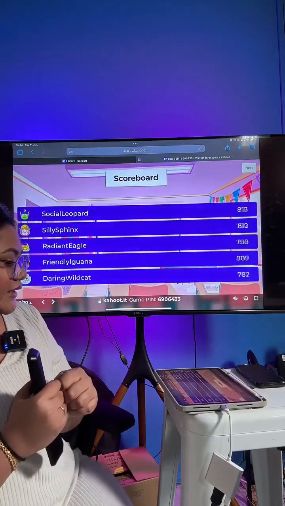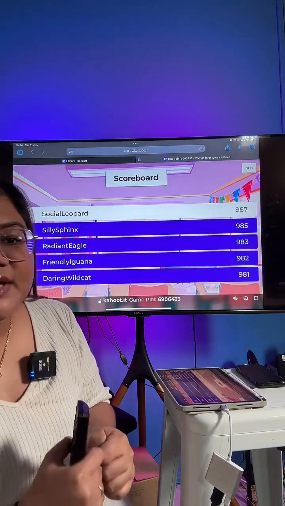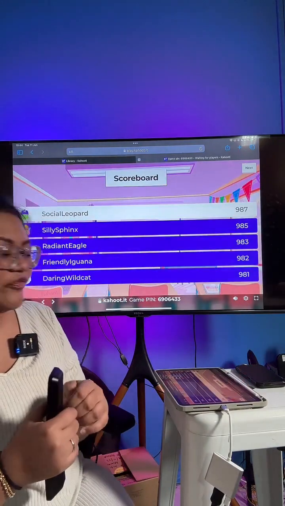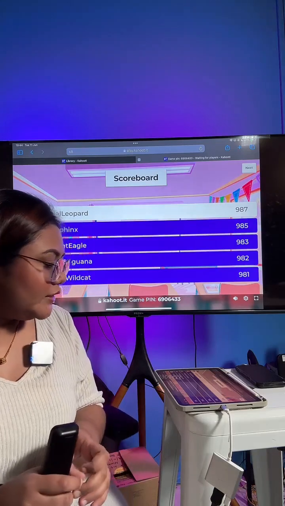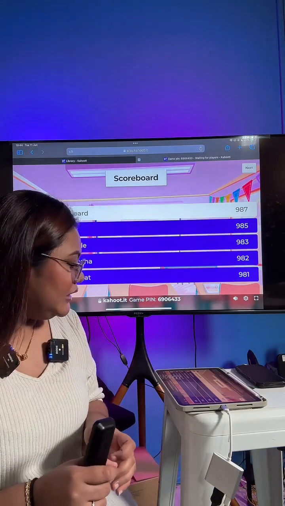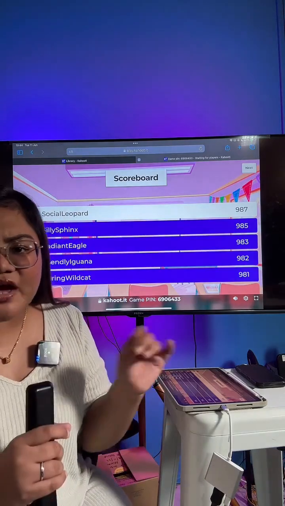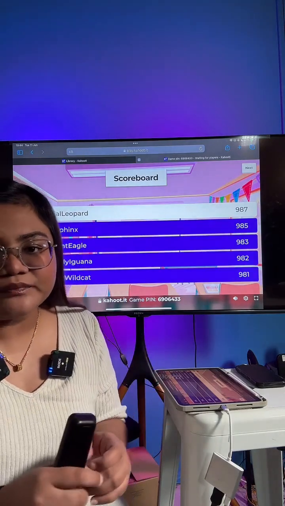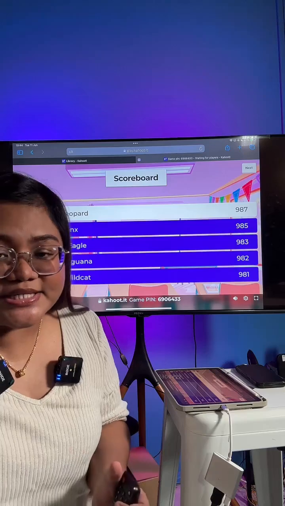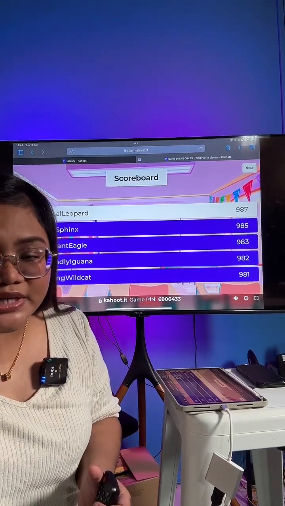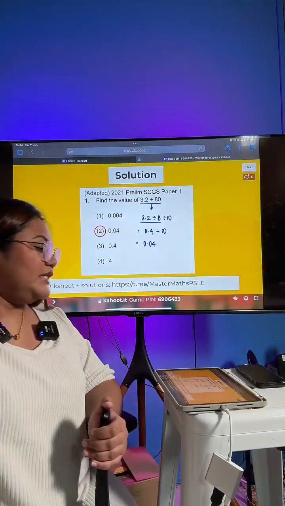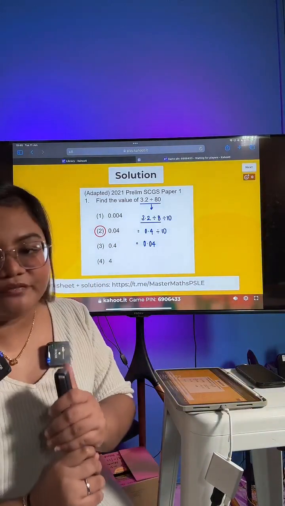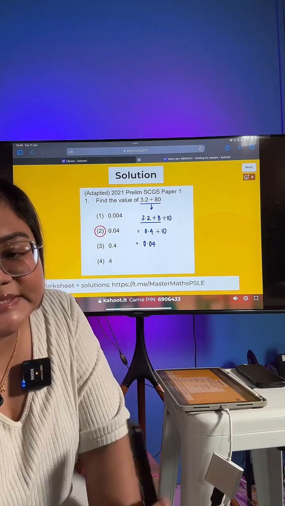For now, let's take a look at our leaderboard. Social Leopard, fantastic job. Oh, Silly Sphinx is only like 2 points away, and Radiant Eagle another 2 points away. So very, very close, huh? Okay, let's be nice before I call out your username. Let's be nice in the comments, okay? Now let's move on to the next question. The solution first. Okay, Martini, be nice.